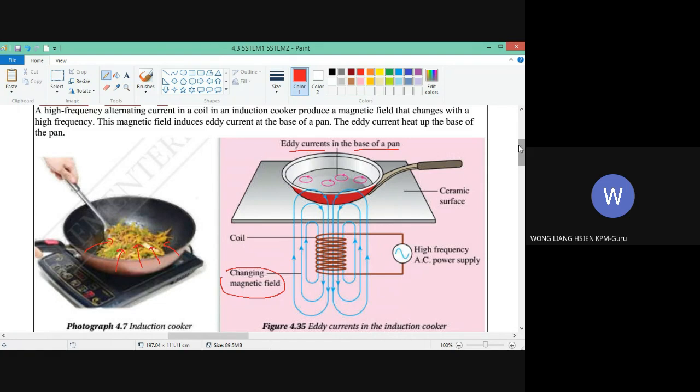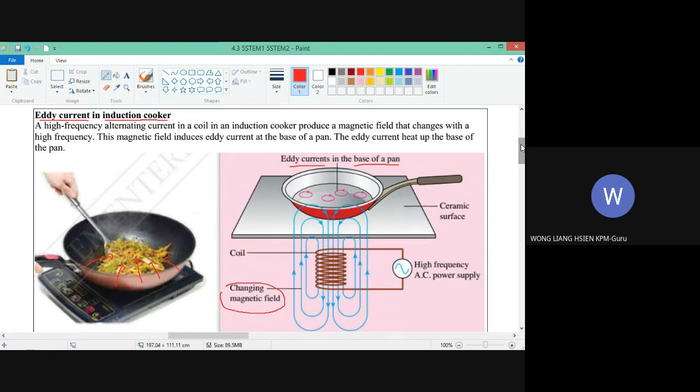So that is why nowadays a lot of pots and pans have a label on the packaging. They will say this is suitable for the induction cooker, or not suitable for the induction cooker. So this is the induction cooker. Usually you can see this induction cooker in a steamboat shop.